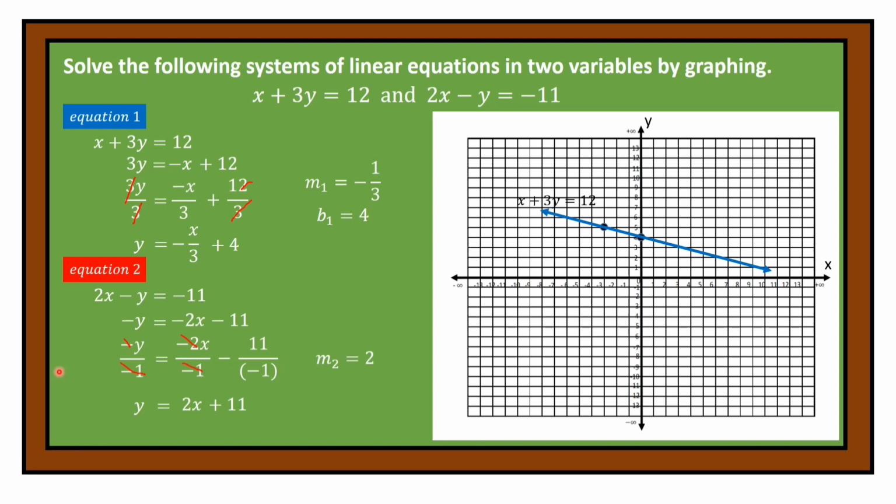The slope for the second equation is 2 and the y-intercept is 11. Let us plot 11 on the y-axis. This is our first point. Then the slope is 2, which means we move 2 steps upward, 1, 2, and then 1 step to the right since the slope is positive. Connect these 2 points using a straight line. This is our line for 2x minus y equals negative 11. As you can see, our two lines intersect at this point. Based on our graph, this is negative 3, positive 5. So the solution is negative 3, positive 5.